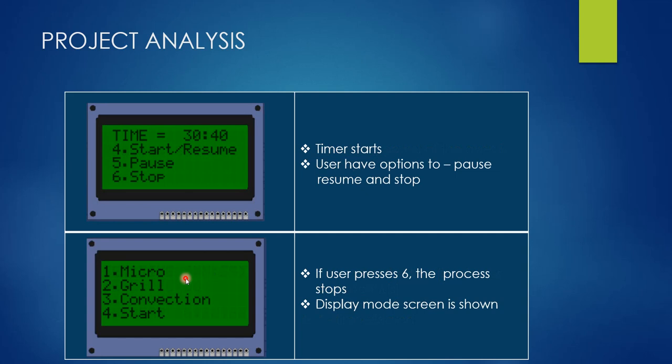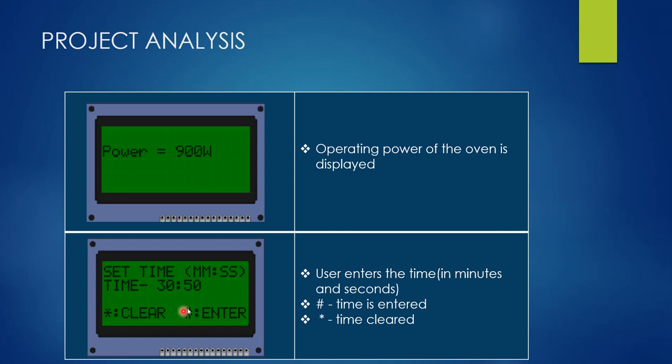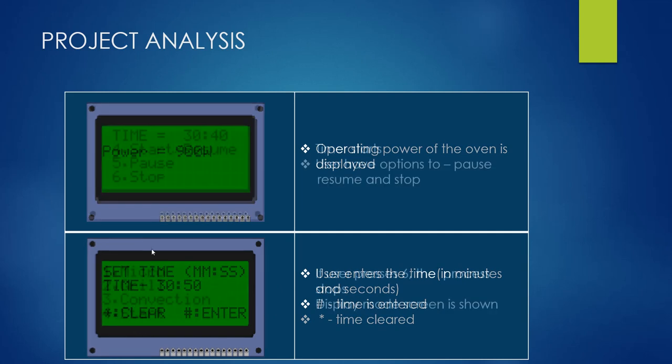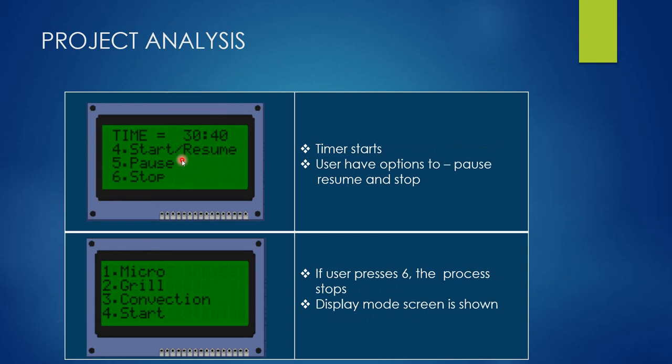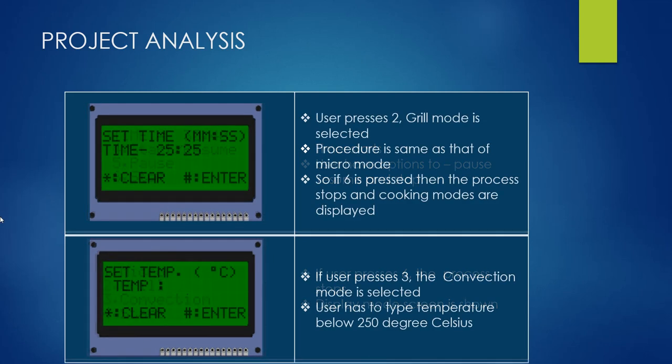And next, if the user presses the hash on the matrix keypad, the process will proceed, and if the user clicks the star, then the time set is cleared. Next, the process starts by clicking the hash button. Then the user has options to pause the process, resume the process after pausing, and stop the process of cooking. When 6 on the matrix keypad is pressed, the process stops, and again the cooking mode display is displayed on the screen.